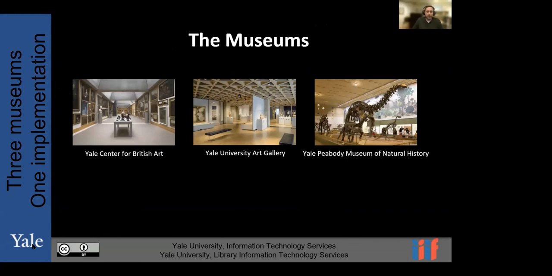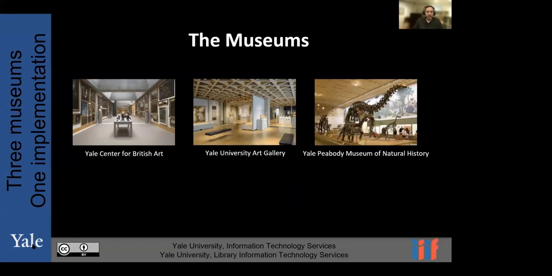The Yale University Art Gallery is one of the largest university art galleries in the US, started in the 1700s. And the Yale Peabody Museum of Natural History has been part of Yale for more than 150 years, with vast collections ranging from dinosaurs and minerals, butterflies and plants, to anthropological collections.